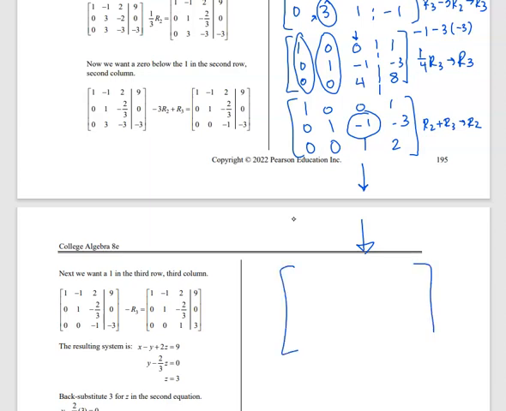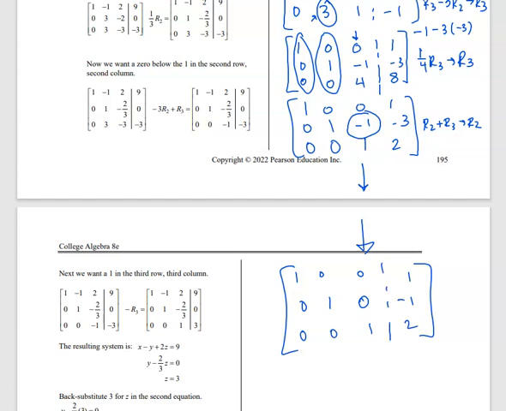Row 1 and row 3 can stay the same, so they're going to be 1, 0, 0, 1, 0, 1. Oh wait, this one is going to change. It's not -1 anymore. I was charging ahead, but what happens with this? We're adding row 2 plus row 3. So row 2 plus row 3: 0 plus 0, that was this 0. Here 1 plus 0 makes this 1. -1 plus 1 makes 0 right here. -3 plus 2 is -1. And then row 3 didn't change at all.